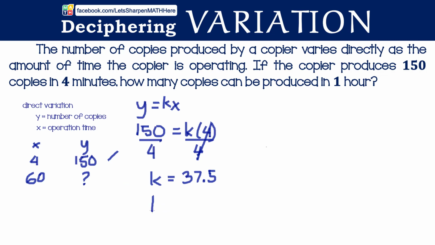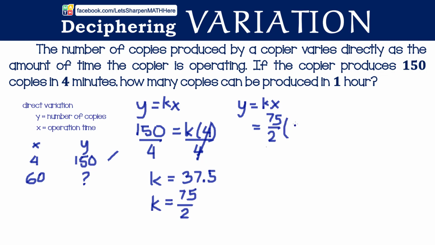This value of k will then be used to solve the unknown. Take note that we could also represent 37.5 by 75 halves so that we could have an easier solution later. Or of course, you could just use 37.5. But let me just use 75 halves in our next part, which is the same thing. y is equal to kx. It's y that we're looking for. Our k, again, I'll be using 75 halves for easier computation, times our x for the second pair.